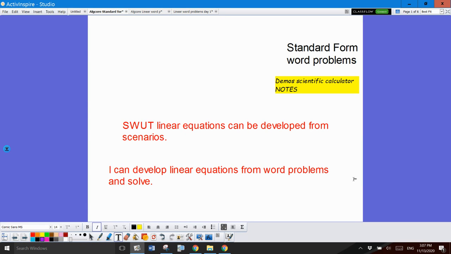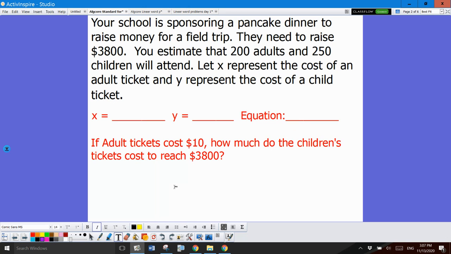Make sure you open up your Desmos Scientific Calculator again today to help you practice using that technology to help you with your test on Monday. So let's go ahead and get started with our first problem here.